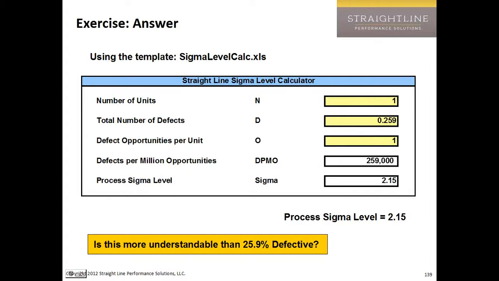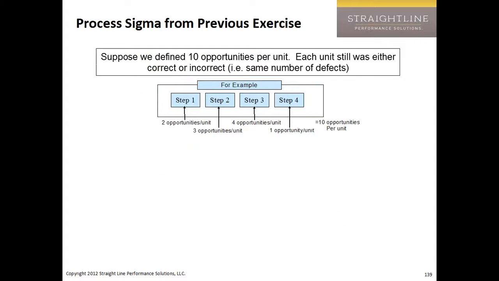Remember, it really comes in handy when you've got a very low percentage of errors and you're having trouble motivating people to get past that. So that's basically it. However, I did want to show you one other thing. Suppose instead we define 10 opportunities per unit. And we said, oh, you know what, for this invoice, there's actually 10 different chances we could have for an error. I just want to show you what would happen.